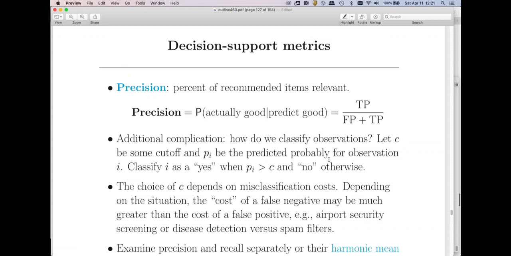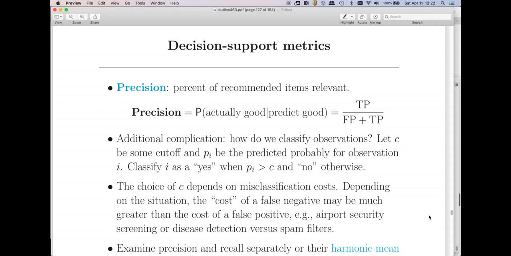All right, so in that case, I would argue the cost of a false positive is much higher than the cost of a false negative. And therefore, I should set this cutoff or threshold C to be very high. I want to be really sure this is a spam email before I put it into the spam filter.